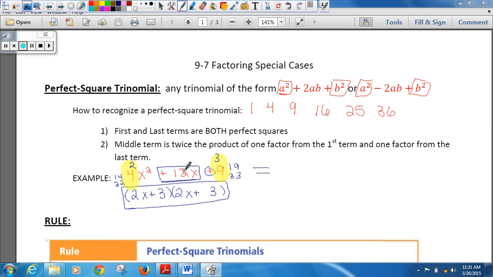If that is true, you can use the following rule. The rule says that you take the square root of A, so the square root of 4 is 2x, and both our signs are positive. The square root of 9 is 3, and it's going to be squared. So that would be my answer. If you notice here, they're the same thing. It's just much faster if you use that rule.